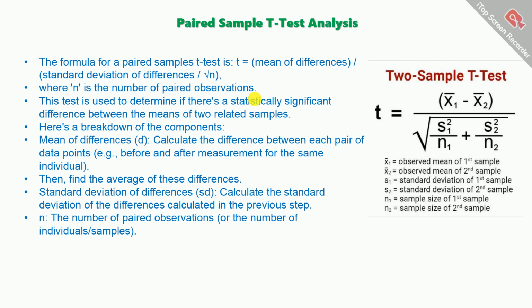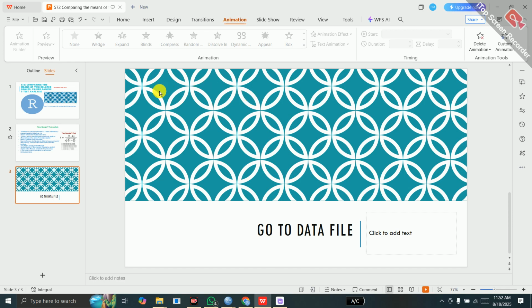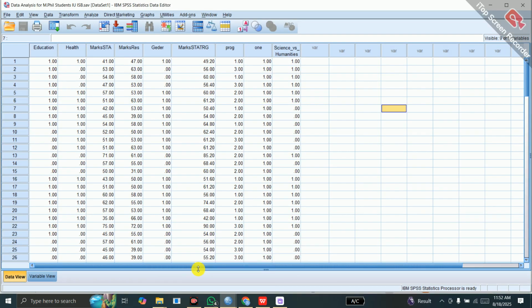To do this, let me go to my data set that I used earlier, and here is my data set. Previously I have used two different t-test formulas, one for the one sample t-test, and another for the independent sample t-test, and now I'm using the paired sample t-test. So there is a difference between the three.